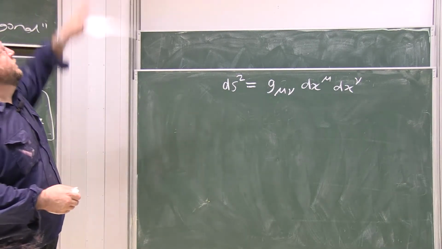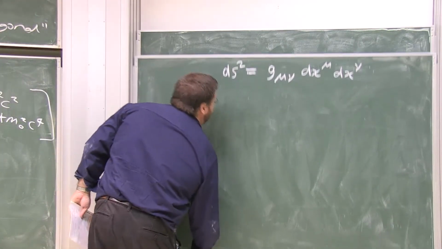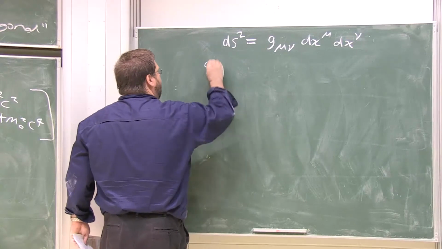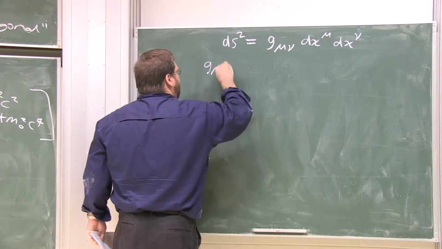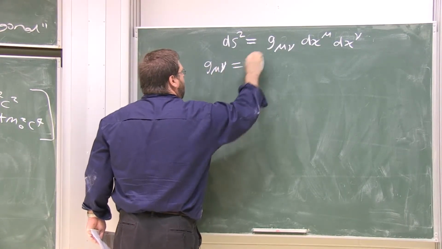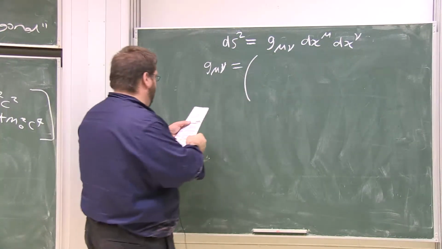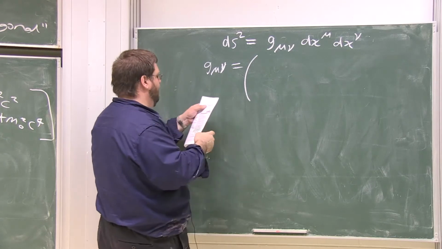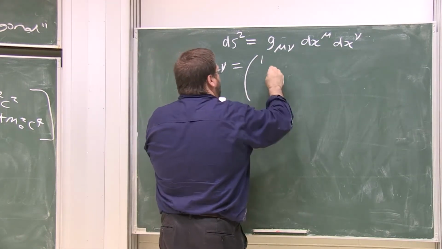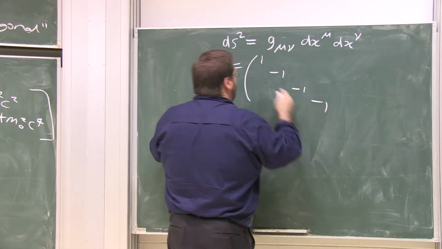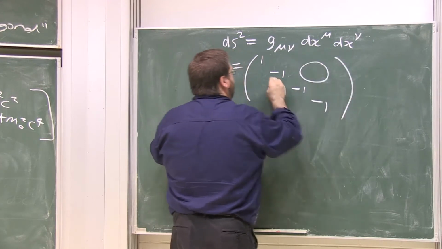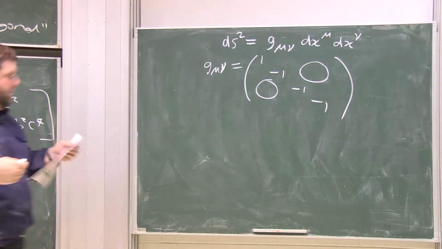Now, given the form of ds squared, we can write this down. You can actually write down immediately the 4x4 matrix representation of this metric tensor, G subscript mu nu, and it looks as follows. All other elements are 0. I'll just write that as this. So this is our metric tensor.